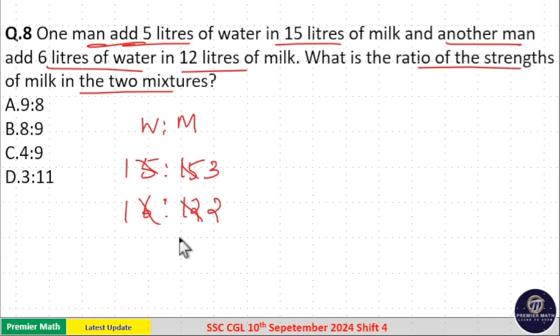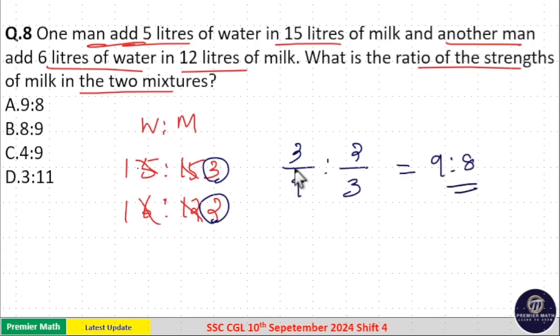Now milk ratio in 2 is equal to 3 parts out of total 3 plus 1, 4 parts, and 2 parts out of total 2 plus 1, 3 parts. Now ratio is equal to 9:8. 3 into 3, 9, 4 into 2, 8. Option A is your answer.